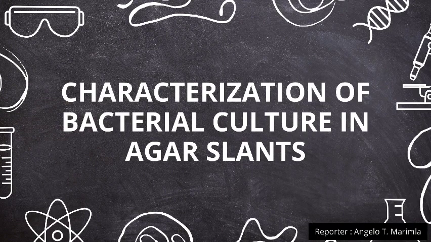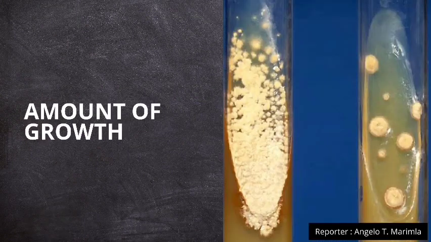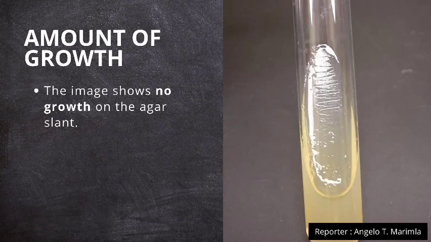Let's talk about the characterization of bacterial culture in agar slants. Under the characterization of bacterial culture in agar slants, we have three, and the first one is the amount of growth. Under the amount of growth, we have no growth. As you can see on the image, microbes didn't exhibit any kind of growth on the agar slant.